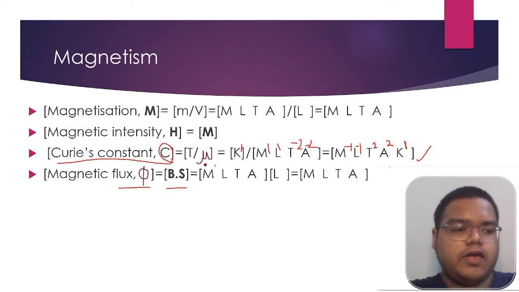Next, magnetic flux phi will have the dimension of B dot S. Dimension of B is M to the power 1 L to the power 0 T to the power minus 2 and A to the power minus 1, and S is L square. So it will be M to the power 1 L square T to the power minus 2 and A to the power minus 1. Okay, done.